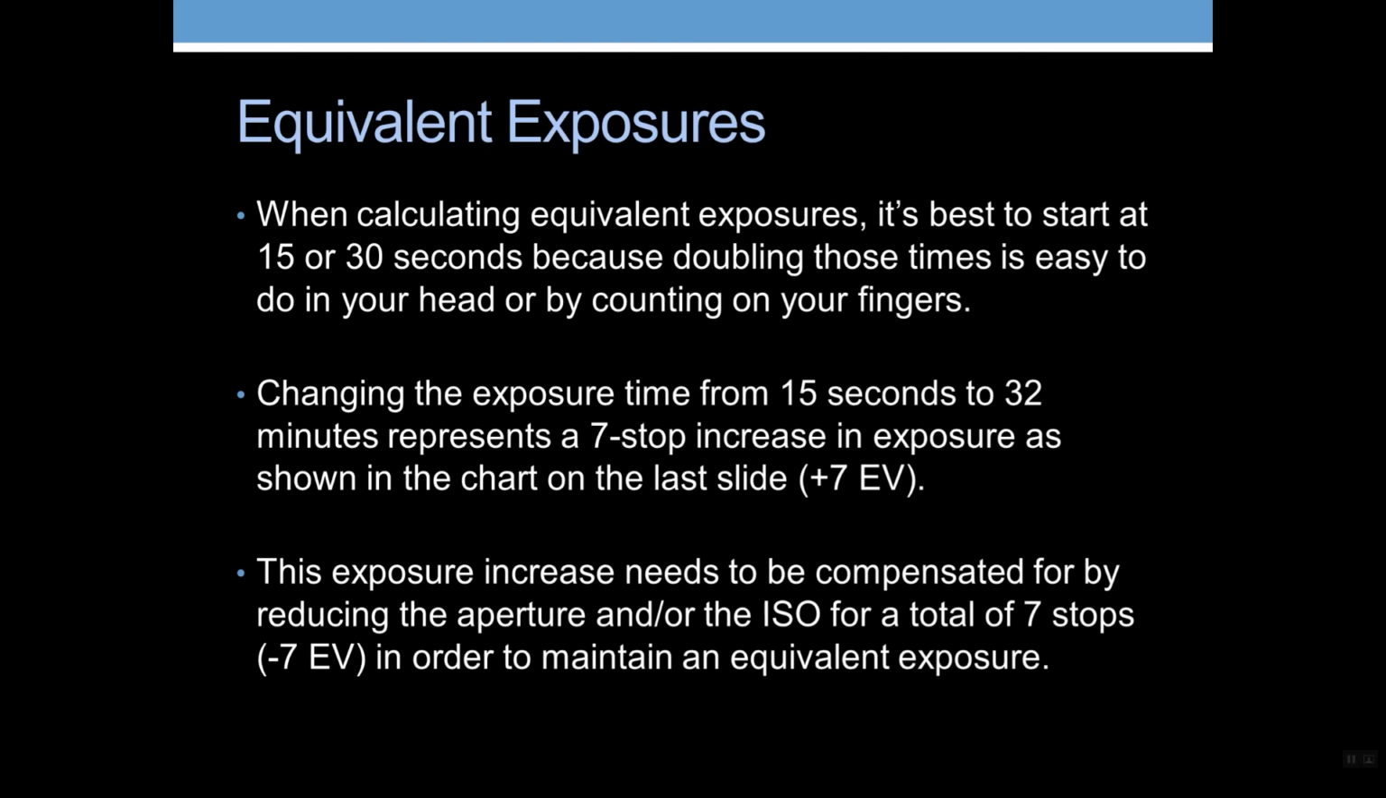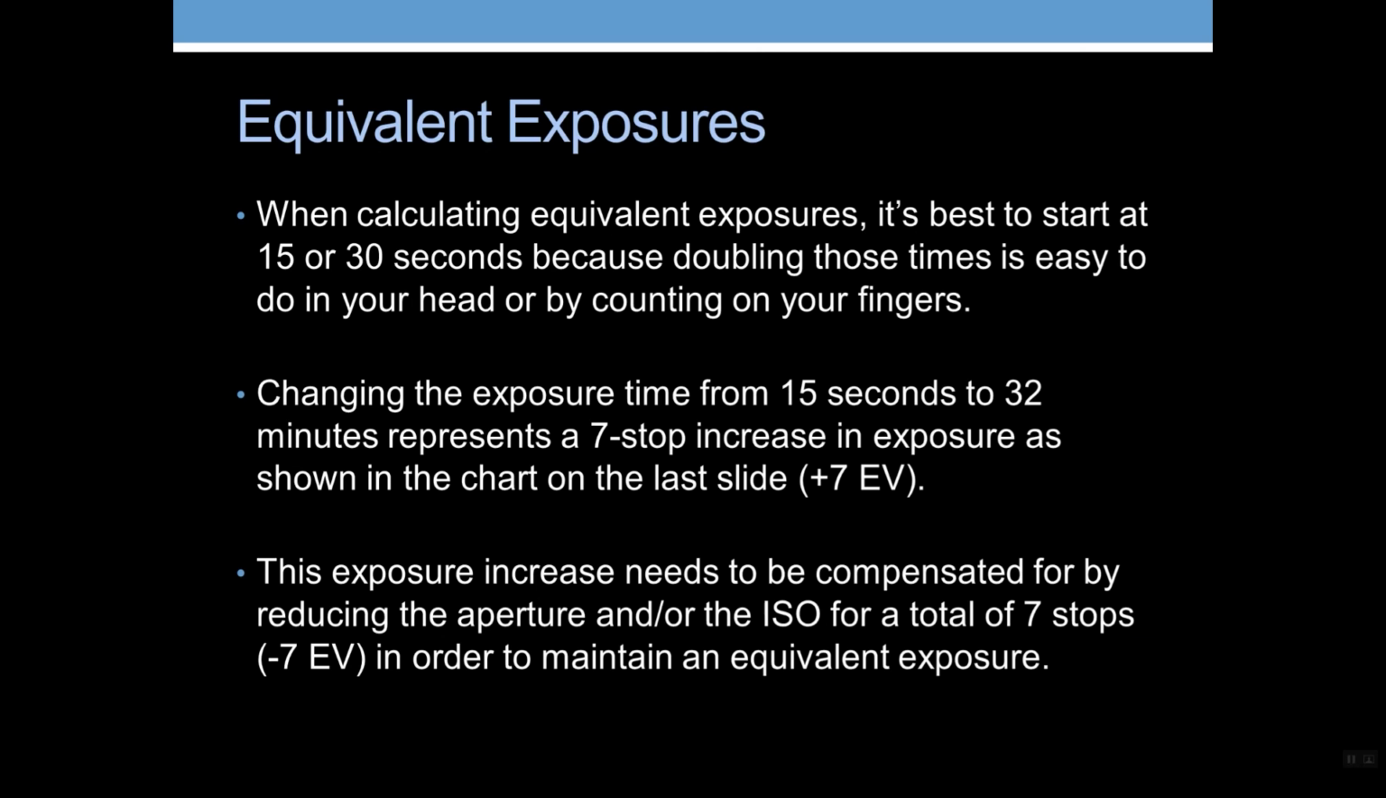Now, again, in the example here, changing the exposure time from 15 seconds to 32 minutes represents a 7 stop increase in exposure, and that's plus 7 EV, okay? So why did I end up at 32 minutes? It's because of the way the numbers work out when I double the times. As you saw on the chart, 1 minute, 2 minutes, 4 minutes, 8 minutes, 16 minutes, 32 minutes are all doubled times, okay?